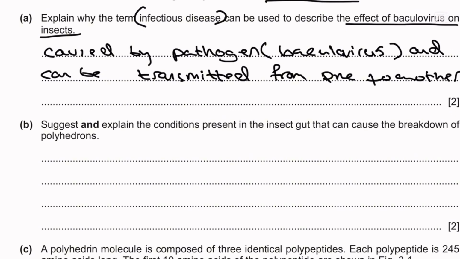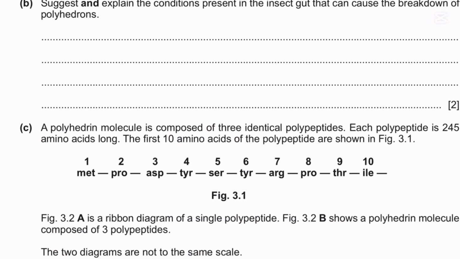It's just transmissible. And then suggest and explain conditions present in the insect gut that can cause the breakdown of polyhedrons. So I suppose in the gut there will be a different pH, just like our gut in the stomach, we have a really low pH compared to everything else.